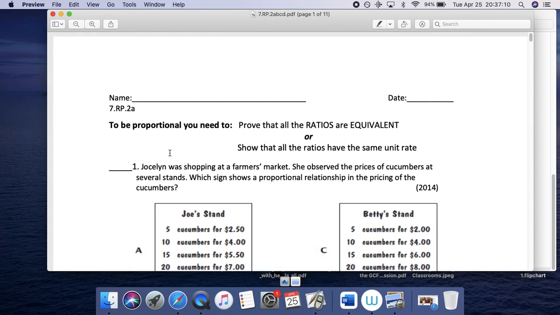Statistics doesn't show up too much, although last year there were quite a few questions with statistics. But the bulk of it will be number sense, equations and expressions, and ratios and proportions. Statistics and probability is not much, but again, last year, surprisingly, we had a lot of statistics and probability. So, without further ado, let's get this done.